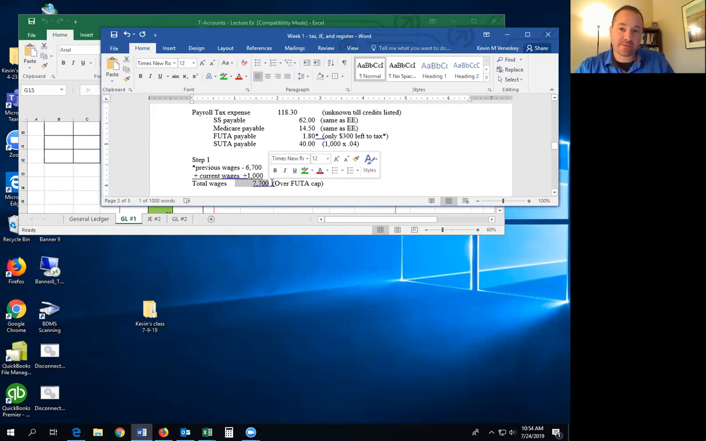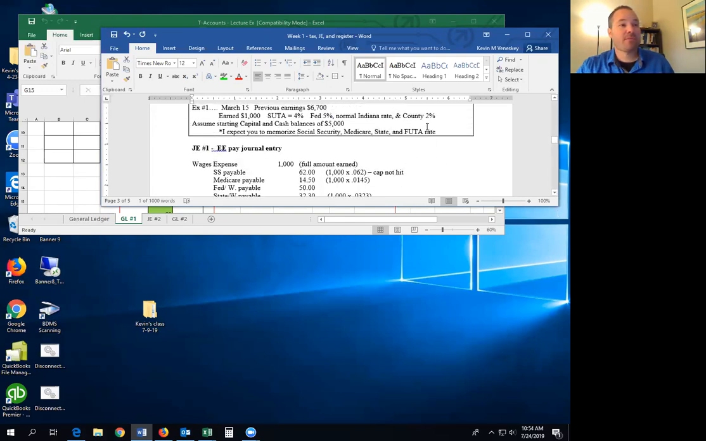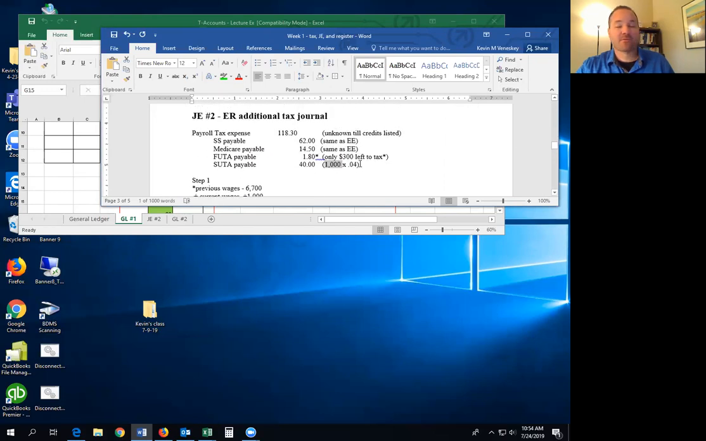Now, when we look at step 1 again, and I see I have total wages of 7,700. For SUTA, I haven't hit the cap, so I don't even have to go to step 2. Remember, the cap is 9,500. So I haven't hit 9,500 yet, so all $1,000 is taxable at the given SUTA rate, which the problem told us was 4%. So we're going to take 1,000 times 4%. Then all I'm going to do is add up these 4 taxes. That is how I get my debit, my payroll tax expense.